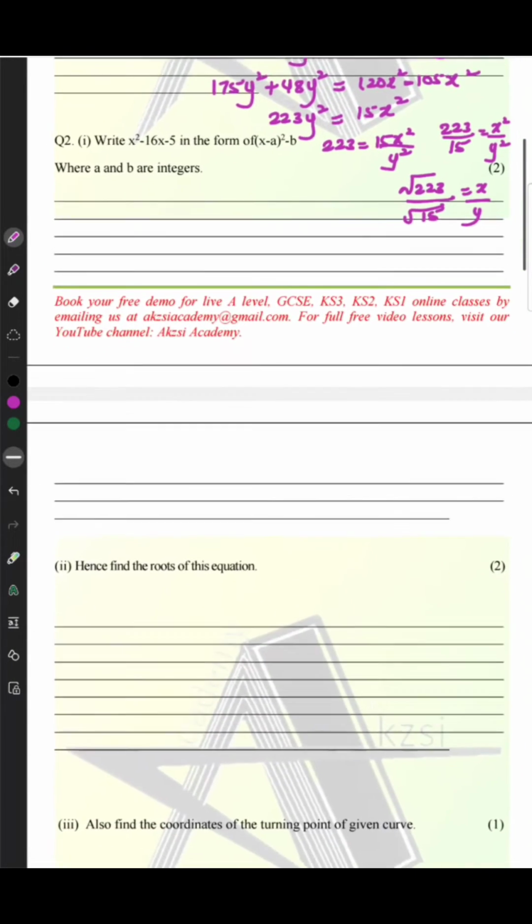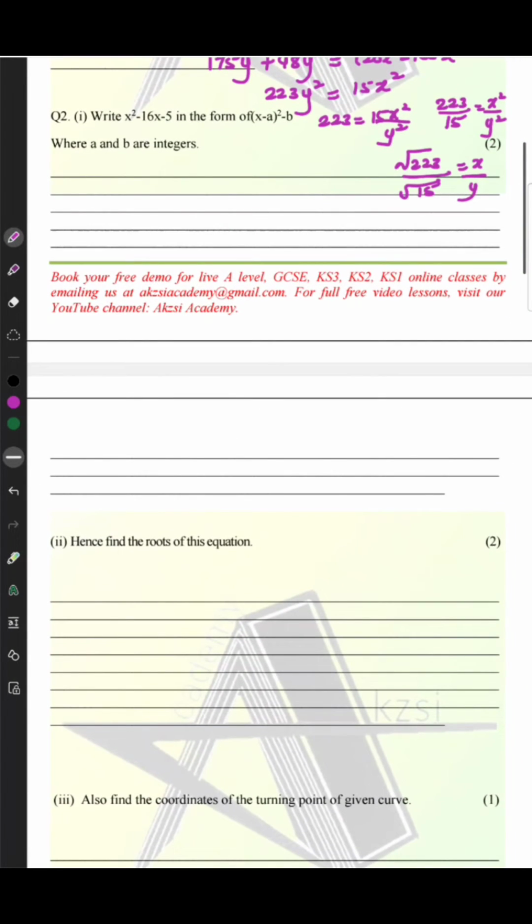Moving on to question number 2: write x squared minus 16x minus 5 in the form of (x minus a) whole squared minus b. This is the vertex form of a quadratic, which we can find by the completing the square method. There are 3 ways of doing it, and I generally opt for the formula, which is much easier and always gives me the correct answer.